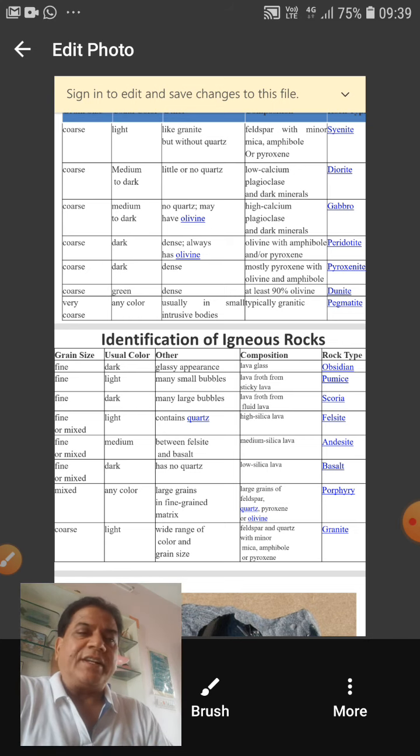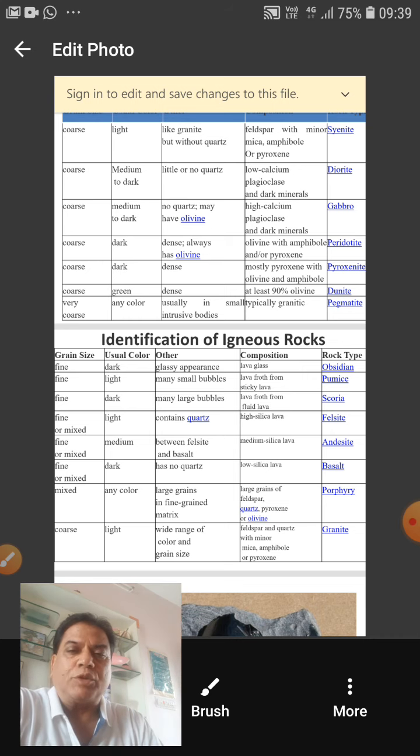So you write two sentences, or at least two lines, about the texture of the rock. From that we can make out whether the rock is plutonic or volcanic, so that can also reflect its genesis. And the third is the mineral composition.